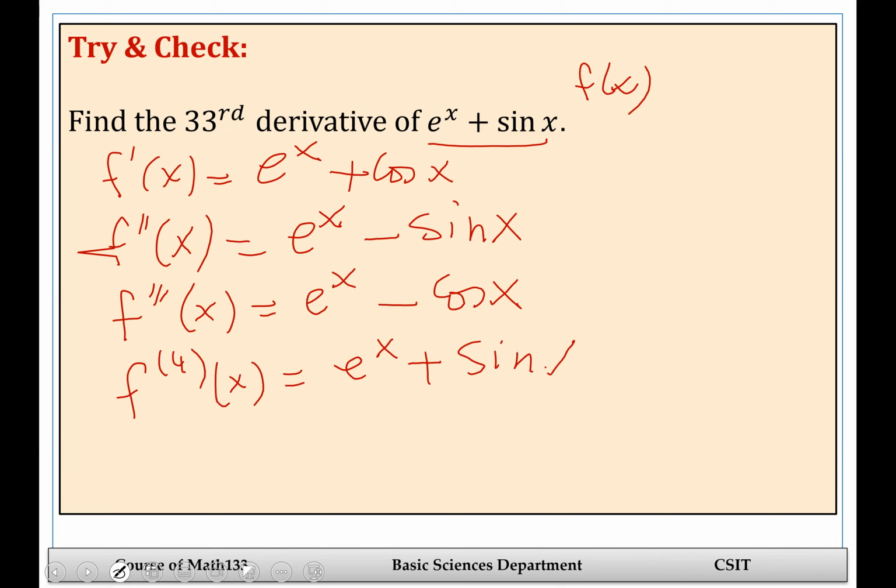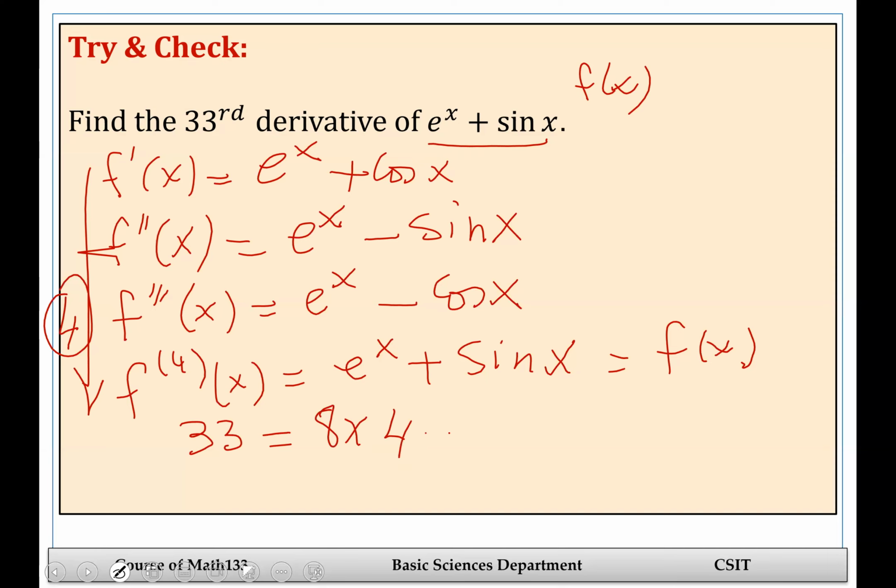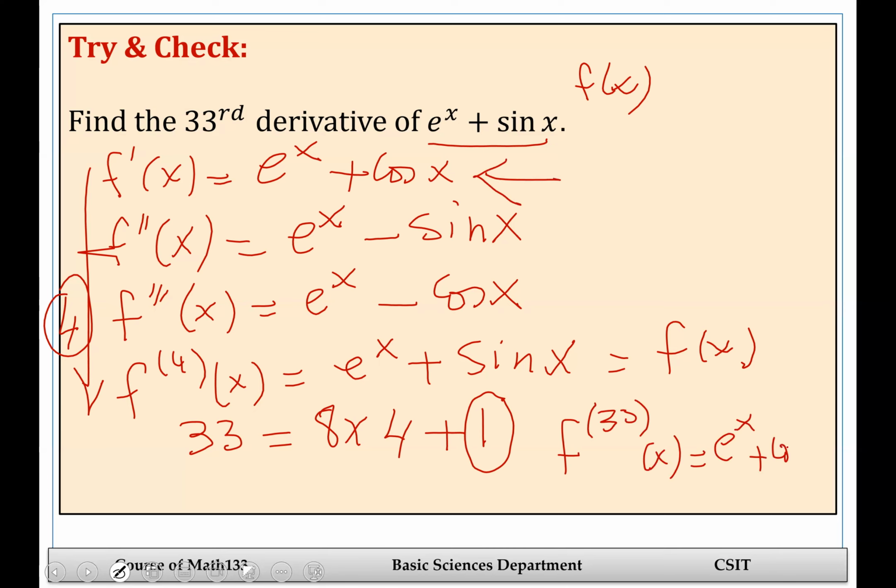Still, and the fourth one will give us e^x, derivative of minus cosine, that's plus sine. And here it's exactly the function f. So the repetition will be after 4 derivatives. Okay, so since 33 is equal to the multiple of 4, 8 times 4 plus 1, it's like the derivative number 1. So the 33rd derivative of f will be this one, e^x plus cosine.